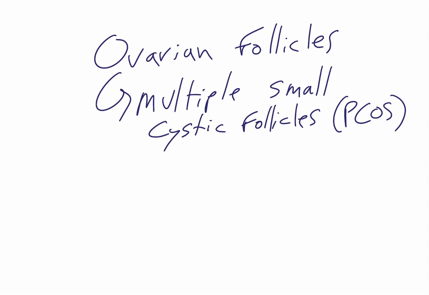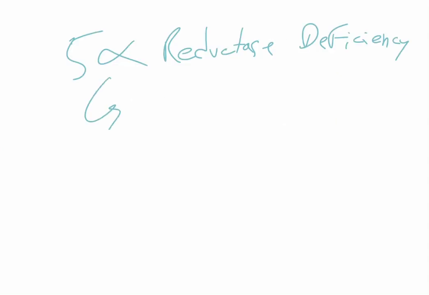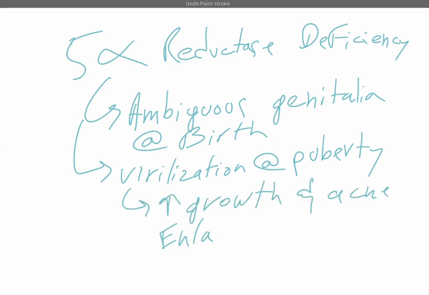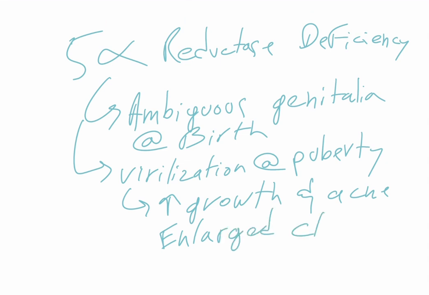And finally, they might even give you 5-alpha reductase deficiency. Now this condition leads to ambiguous genitalia at birth and virilization at puberty. The classic example would be a young girl, early teens, with increased growth and acne, as well as an enlarged clitoris. And quite frankly, it's really a phallus.